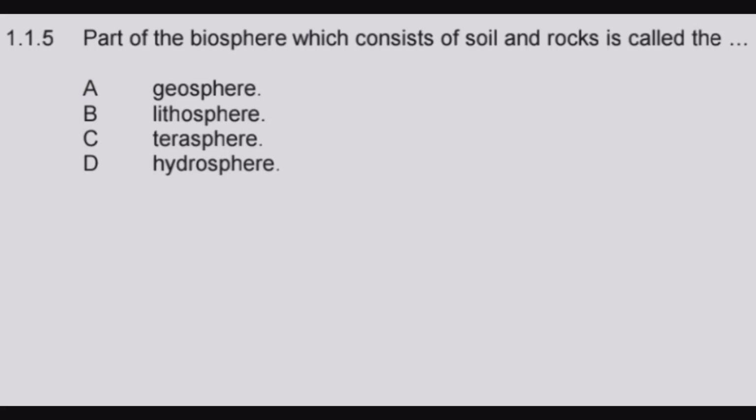Plasma. Part of the biosphere which consists of soil and rock is called the A. Geosphere, B. Lithosphere, C. Terreosphere, D. Hydrosphere. The correct answer is B.